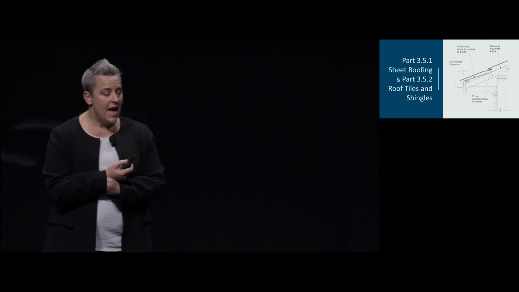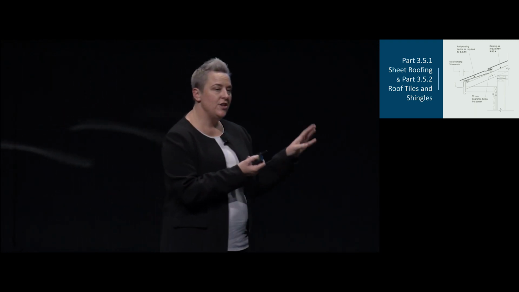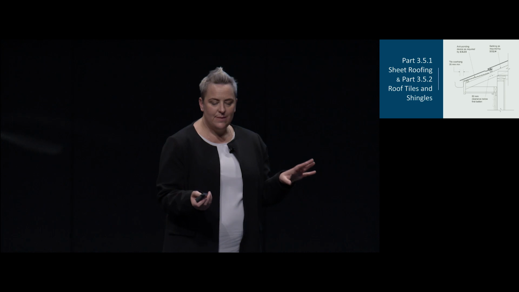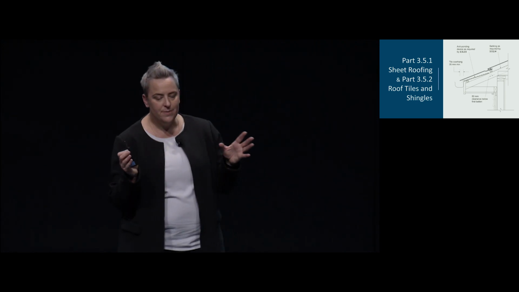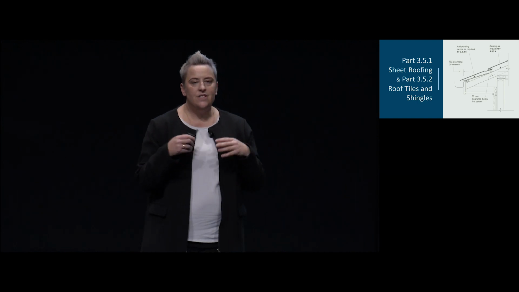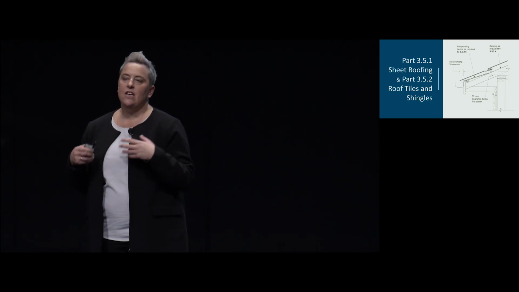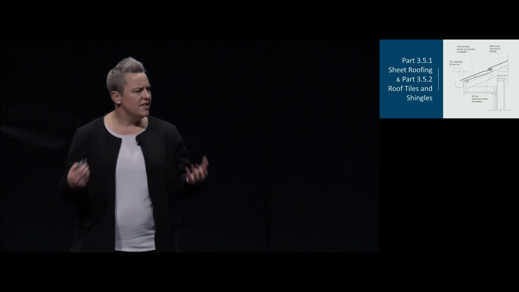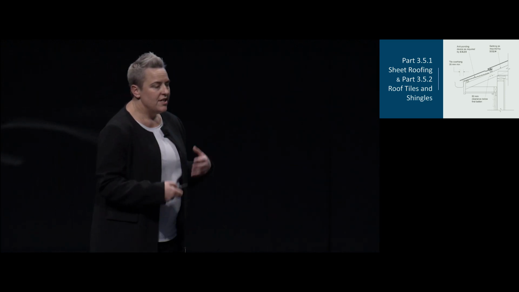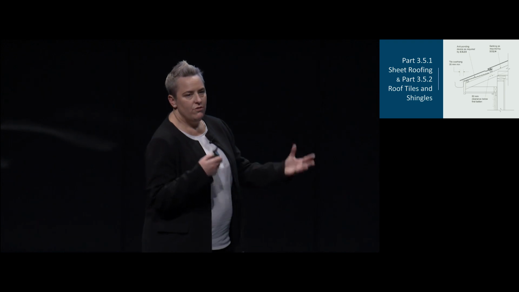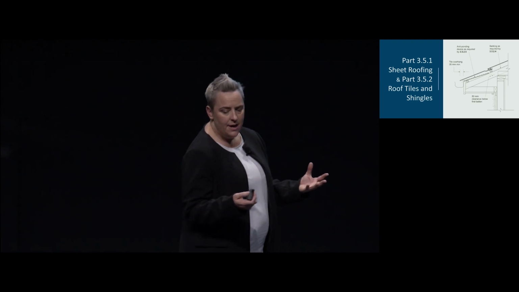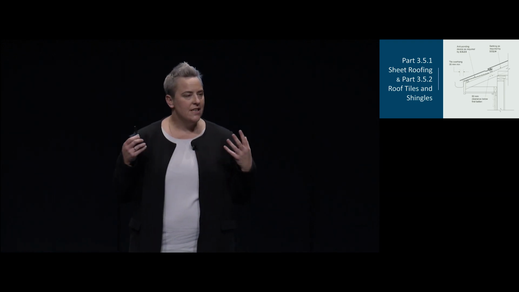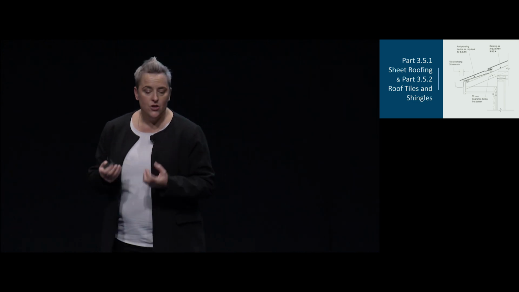So part 3.5.1 used to be in the 2016 NCC like a single clause for metal roofing, and the requirements now have been expanded. So you now have a series of clauses that cover the specific requirements. And it covers your material compatibility, your roof pitches, your fixings, installation sequences, flashings and cappings. So this all goes to the readability and usability of the NCC. And so it actually makes it a much more user-friendly document.